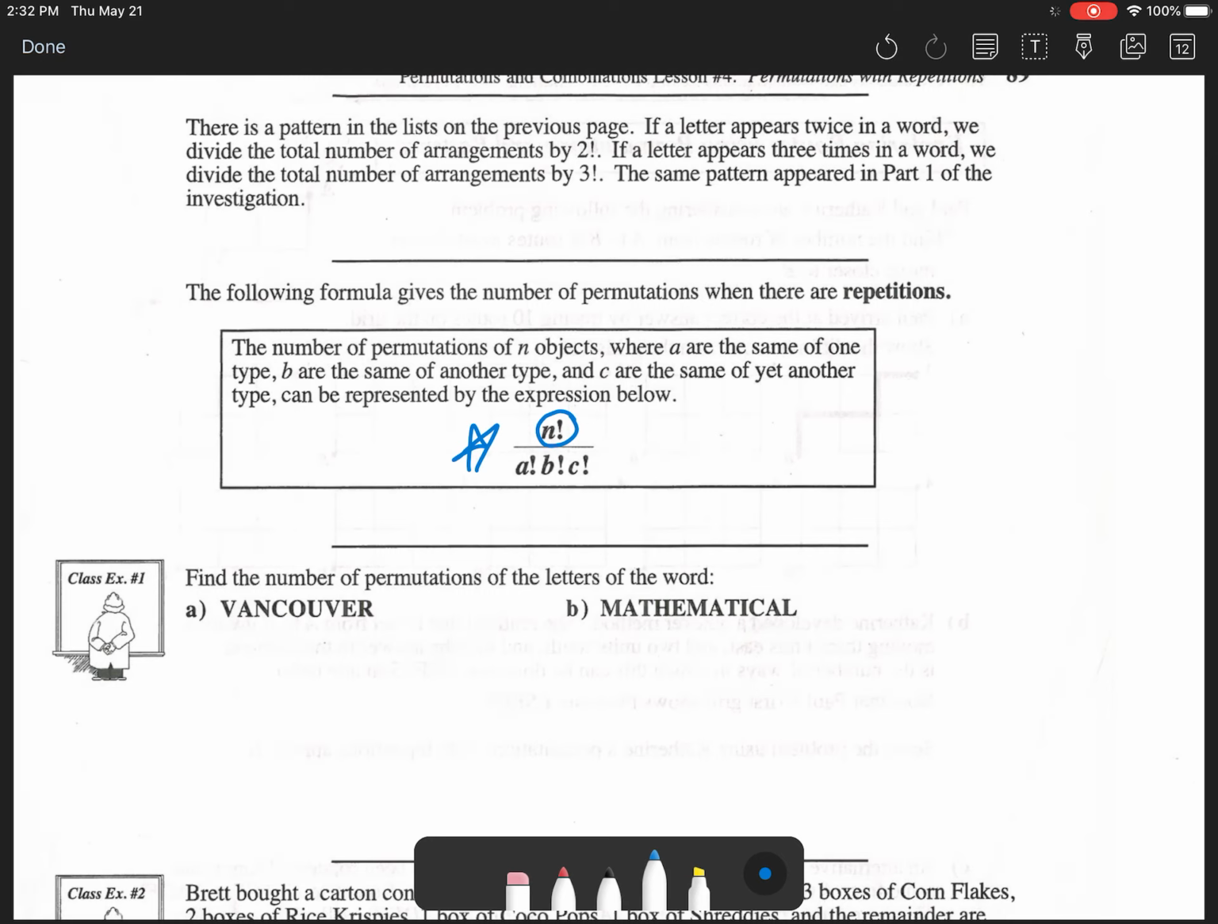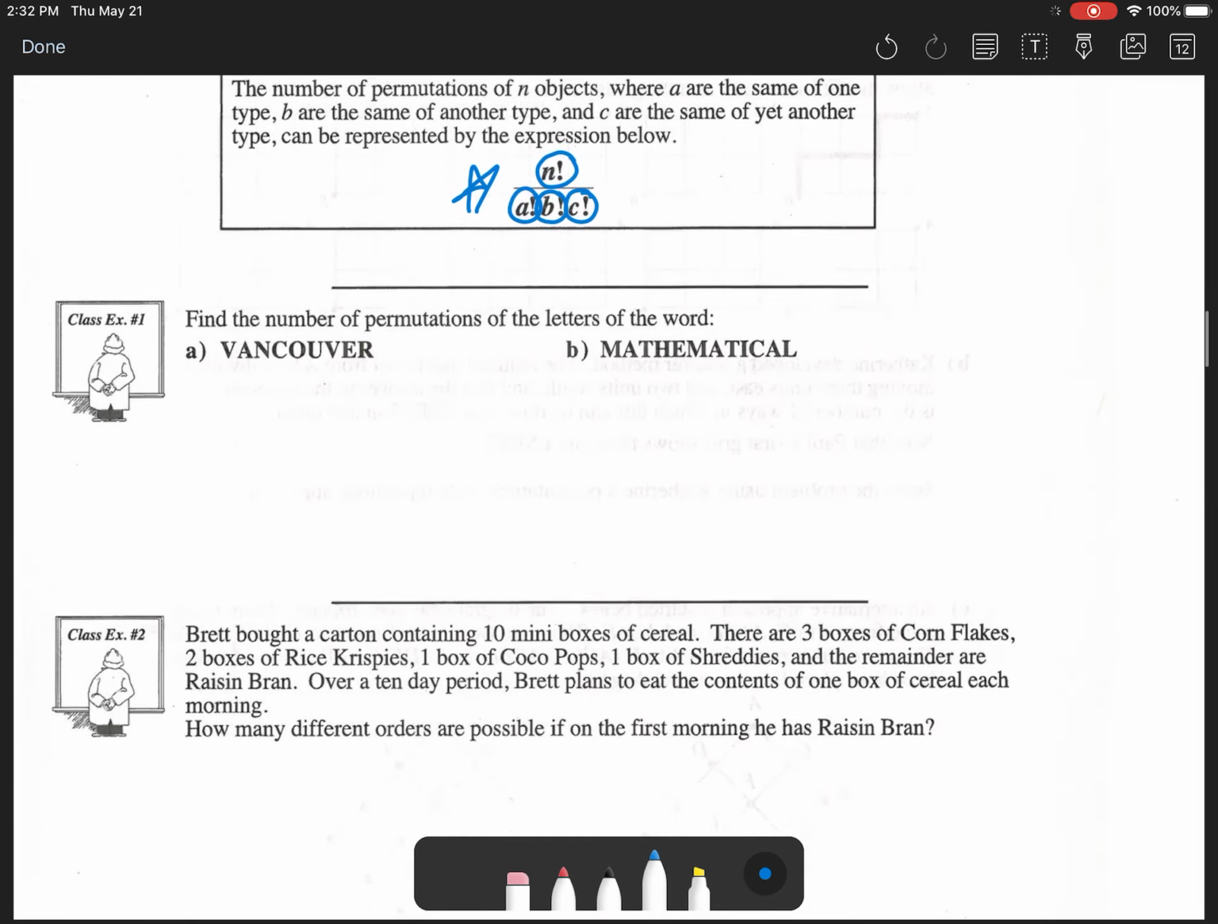The n factorial is the total number of things we're arranging, but the a factorial, b factorial, and c factorial refer to the number of repeated elements, letters, objects, whatever you're dealing with in the question, okay? The number of times those specific things repeat.